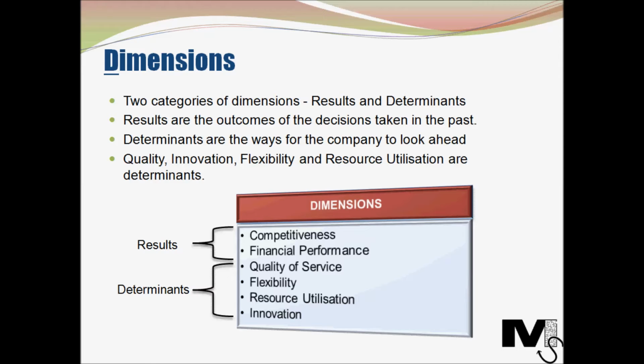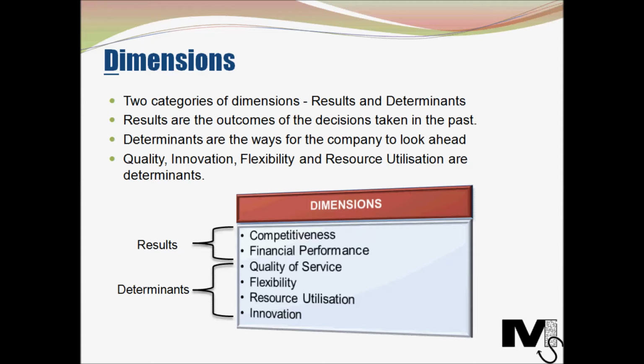Determinants, on the other hand, are ways for the company to look ahead and plan. So it's a way of looking into the future. The key measures for the present are financial results and competitiveness, and the remaining factors are quality, innovation, flexibility, and resource utilization, and these are determinants. Results and determinants both combined together become the dimensions. The logic here is that getting the determinants right will produce the desired results in the future. So there is a link between the two.